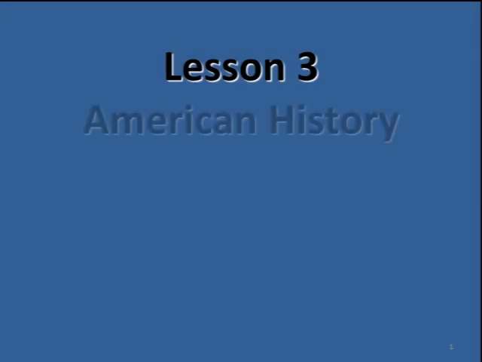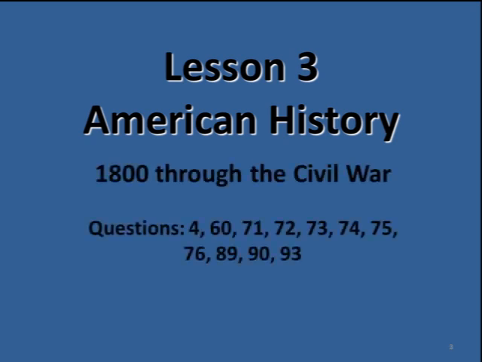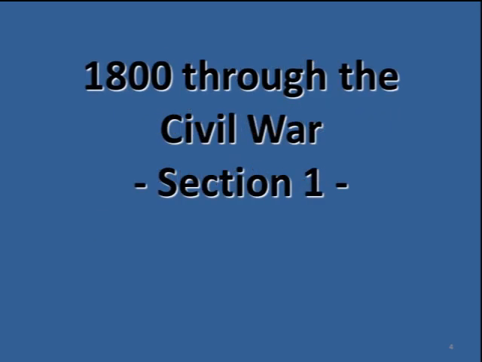Lesson 3, American History, 1800 through the Civil War. This lesson is about American history from the end of the Revolutionary War through the Civil War, and explains some of the causes and results of that terrible conflict. The lesson is divided into 3 sections. 1800 through the Civil War, Section 1. We will now begin the first section of Lesson 3.